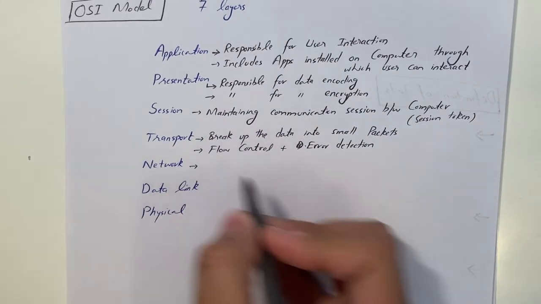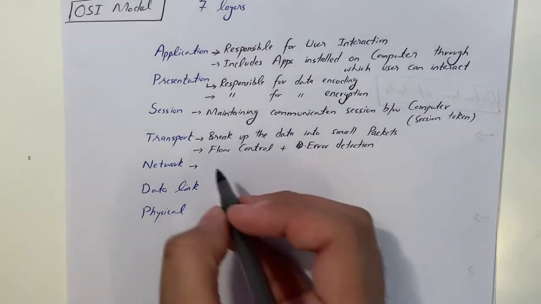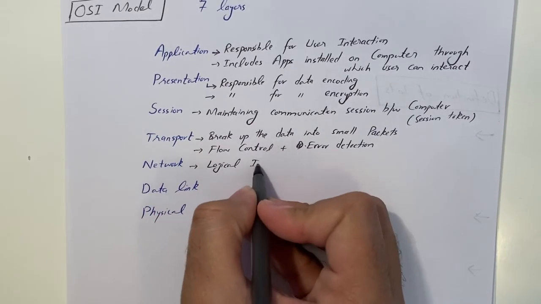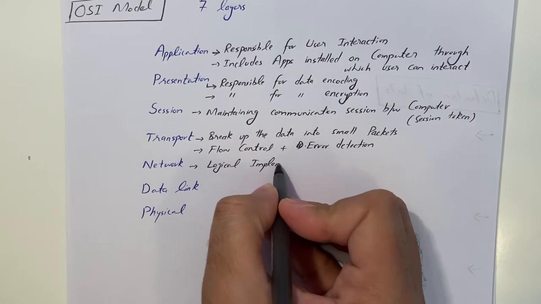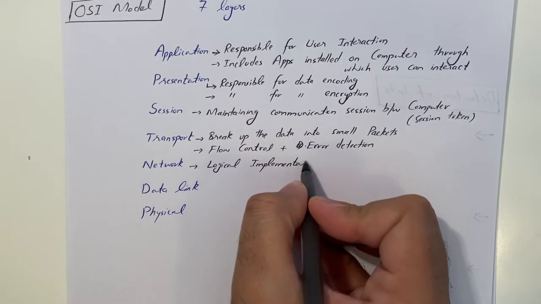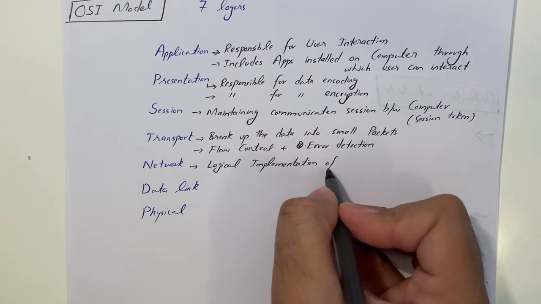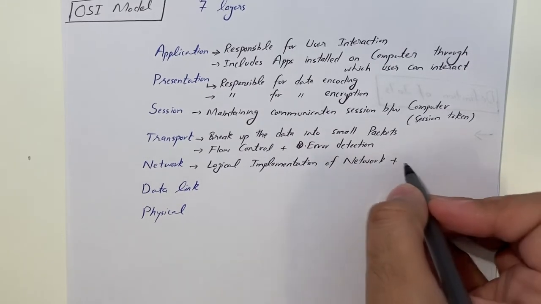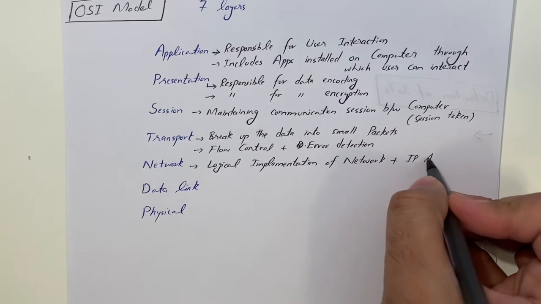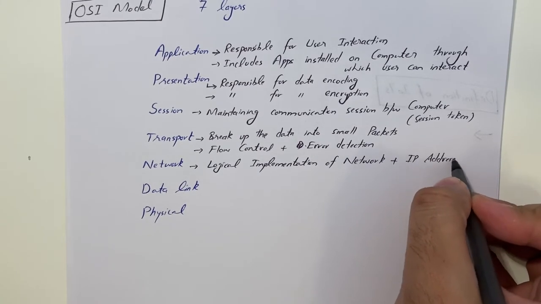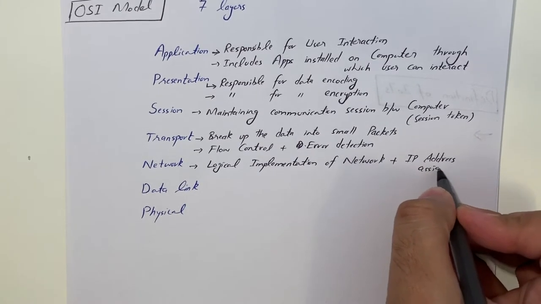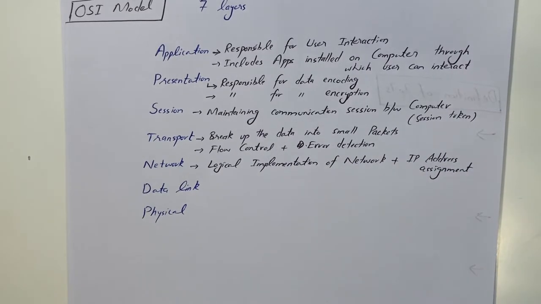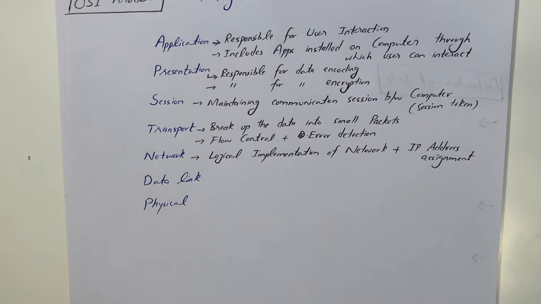Then we have the network layer. On the network layer, basically we do the logical implementation of the network, plus we do the IP address assigning. So IP addresses, subnetting, subnet mask assigning is the responsibility of the network layer.